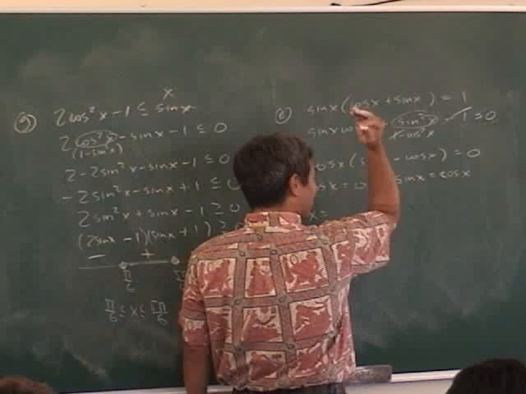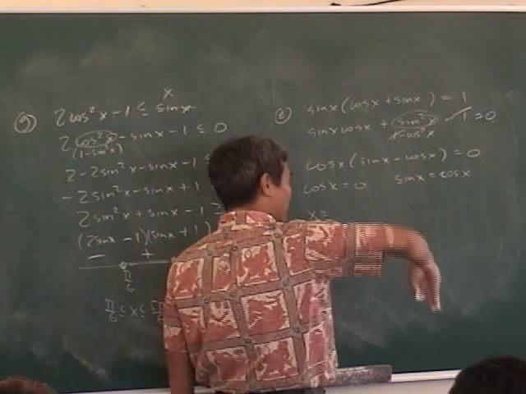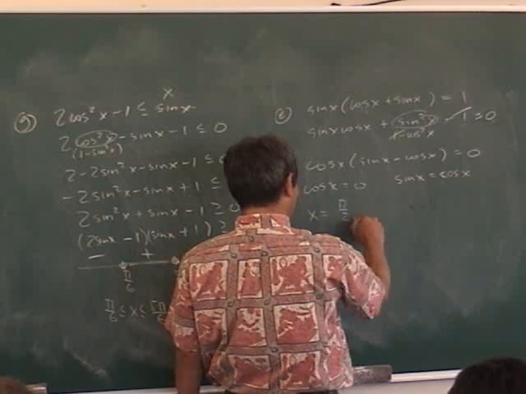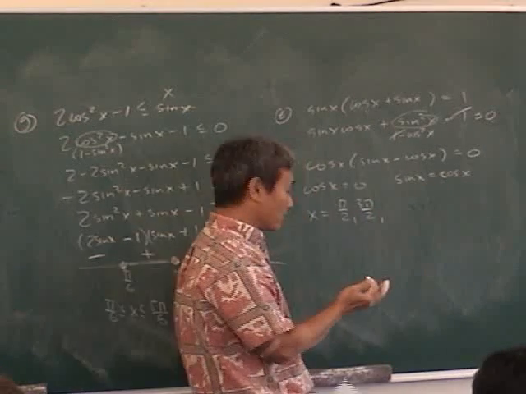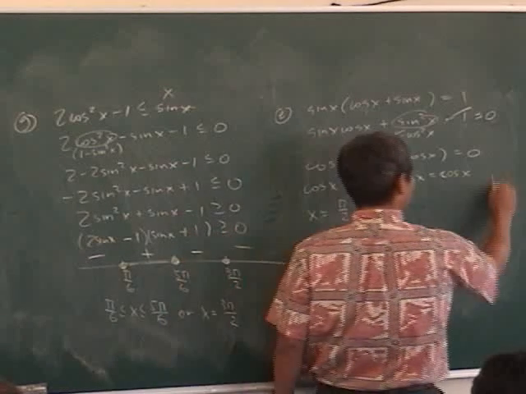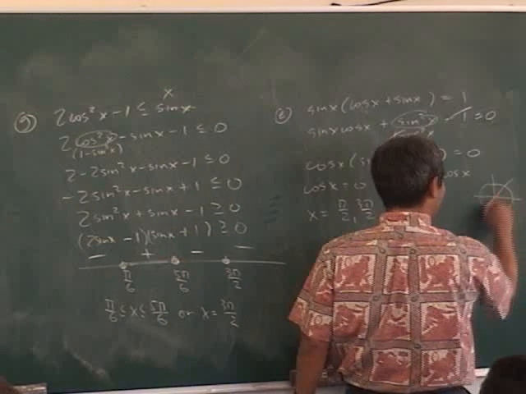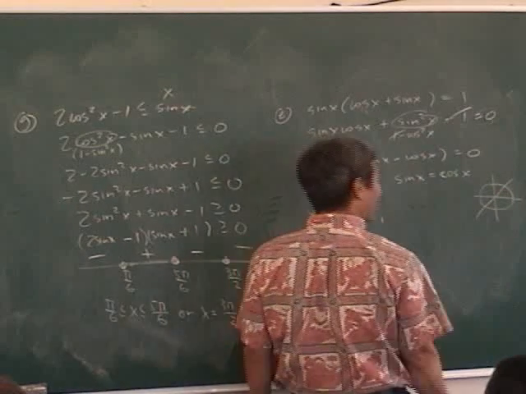Cosine of what angle is 0? Pi over 2, 3 pi over 2. Okay, where on the unit circle is sine equal to cosine? Pi over 4, it's right there. Pi over 4, 3 pi over 4.